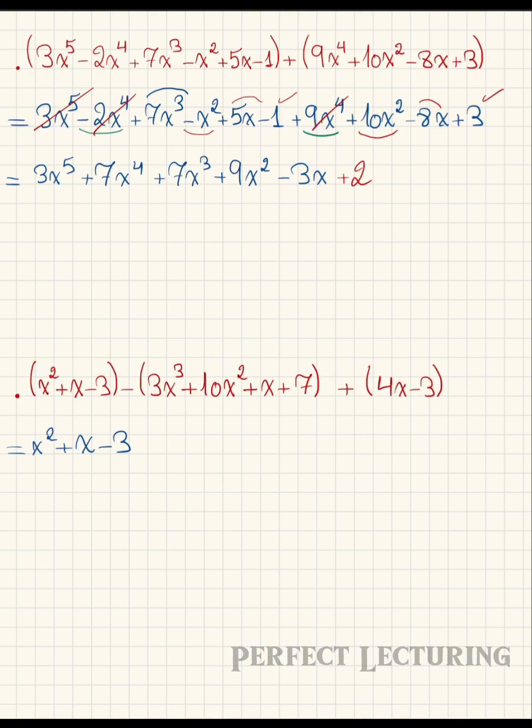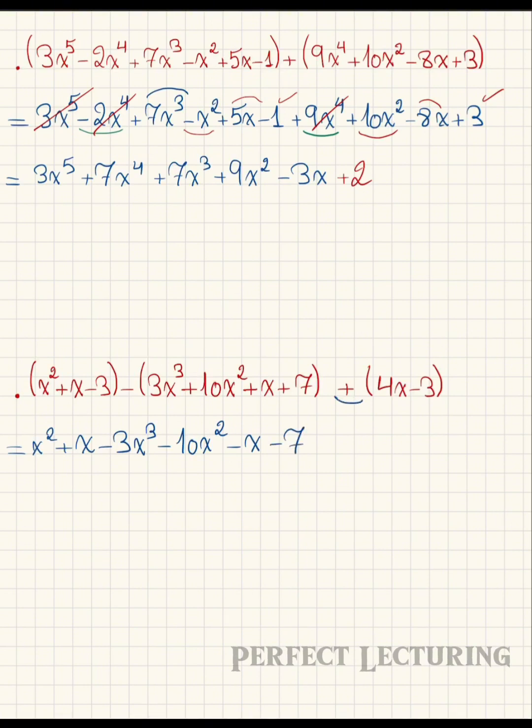For the second polynomial, I have this minus, which means I have to distribute the minus over all the terms. And whenever minus is multiplied by any other sign, the sign flips. So if it is plus, becomes minus, and vice versa. Which means I remove the parentheses and change all the signs inside. So negative 3x to the power of 3 minus 10x to the power of 2 plus x becomes negative x, and plus 7 becomes negative 7.